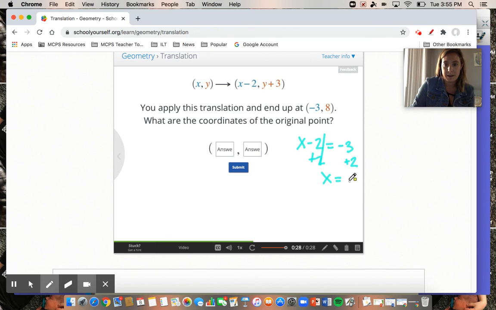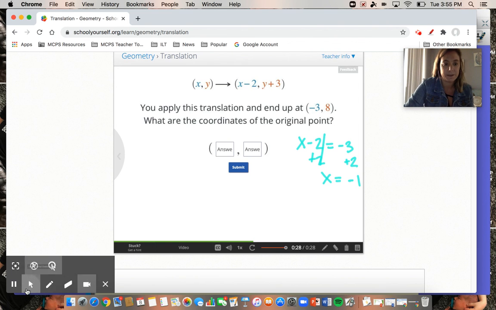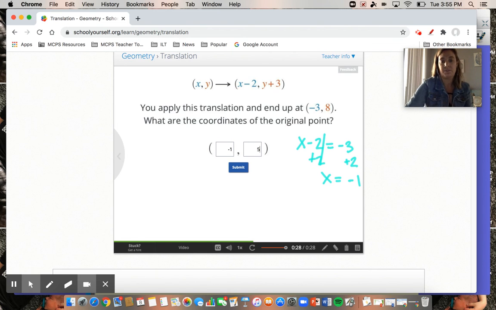Right, so I'm going to get a negative 1 there. So my original x value must have been a negative 1. Let's see if that makes sense. Negative 1 minus 2 is negative 3. Well, what would this have to be? What plus 3 is 8? 5. If you want to set the equation, y plus 3 equals 8, subtract 3. So you're working backwards. You're doing the opposite. Excellent. The original point was negative 1 comma 5.